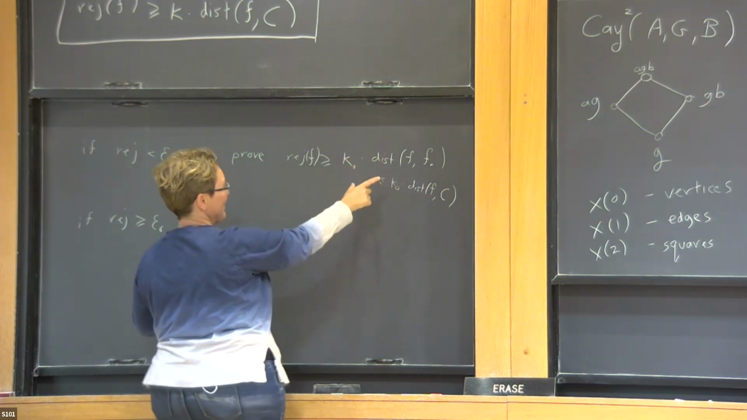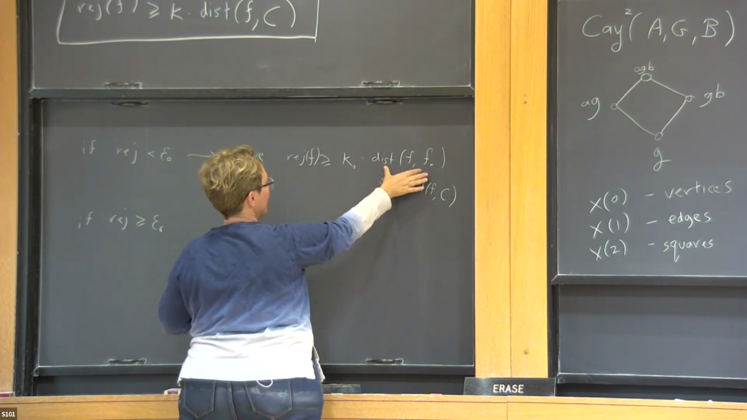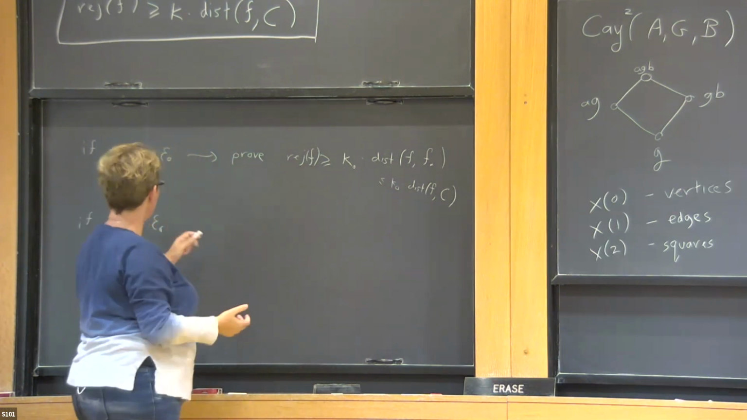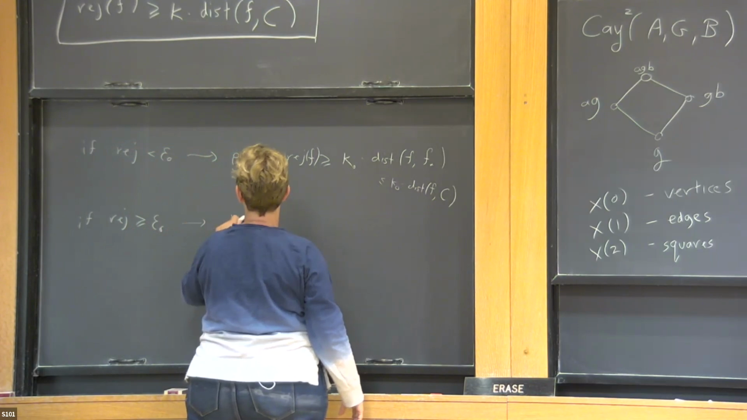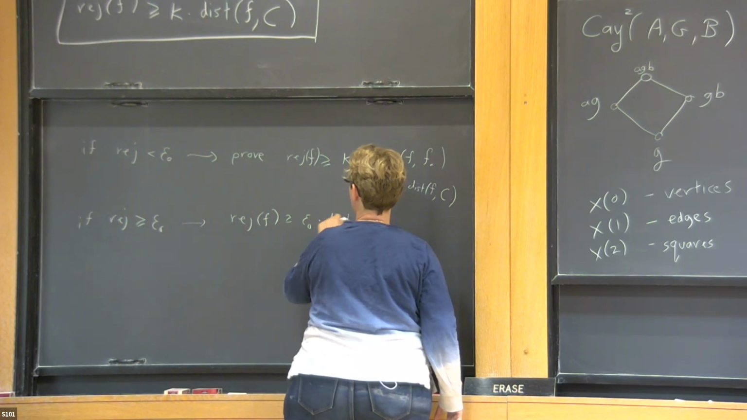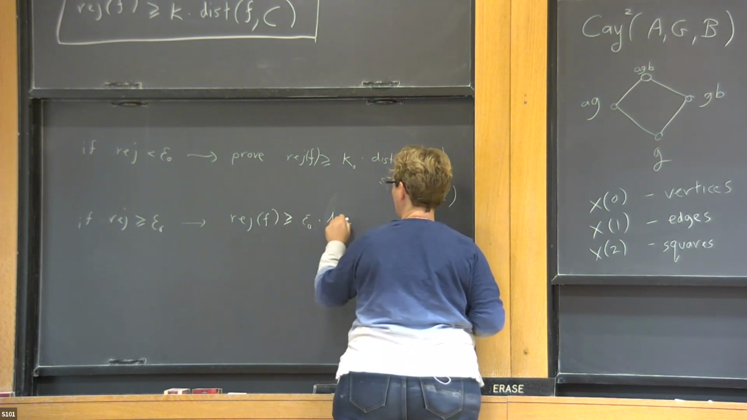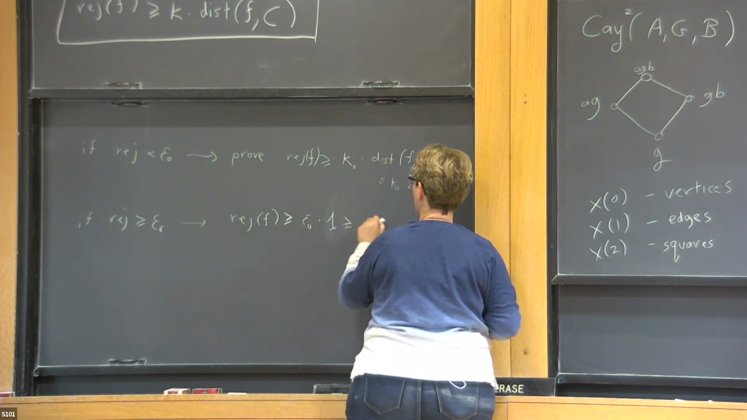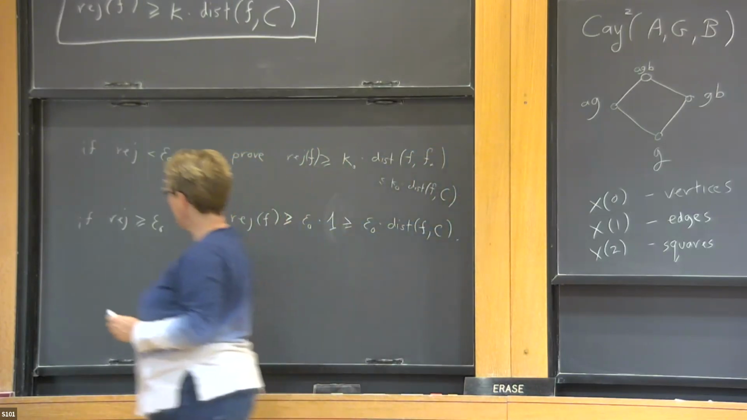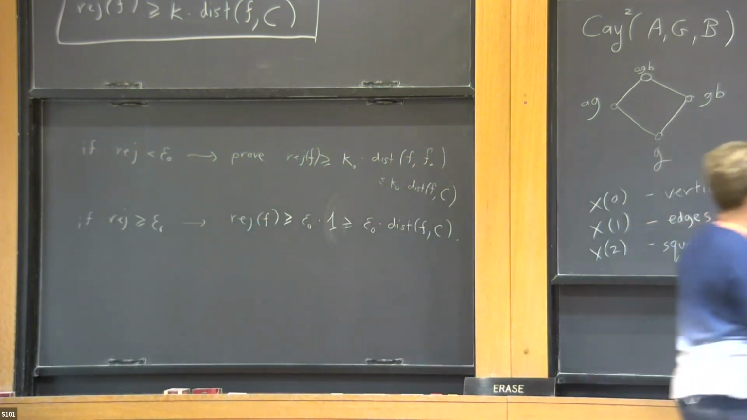Wait, let me see if I got confused. The distance is at most 1. So the distance times epsilon 0 is at least epsilon 0. Okay, so if the rejection is at least epsilon 0, then trivially you get that the rejection is at least epsilon 0 times the distance. I guess let me write it like this: epsilon 0 times 1, which is at most epsilon 0 times the distance of f from the code. So that's the structure of the argument, but let's now talk about the algorithm.